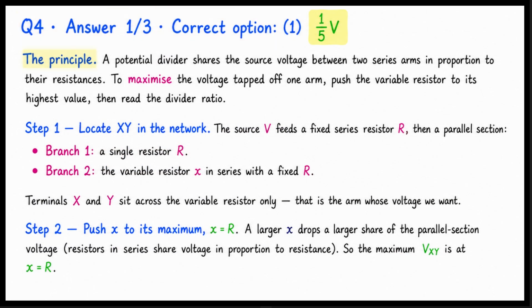First, let's look at the principle. A potential divider shares voltage between two arms in proportion to their resistances. To maximize the voltage output, we push the variable resistor to its highest value.